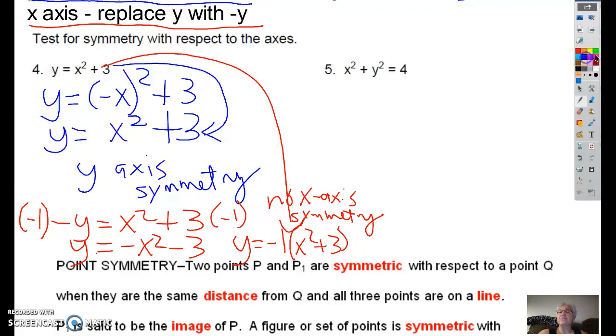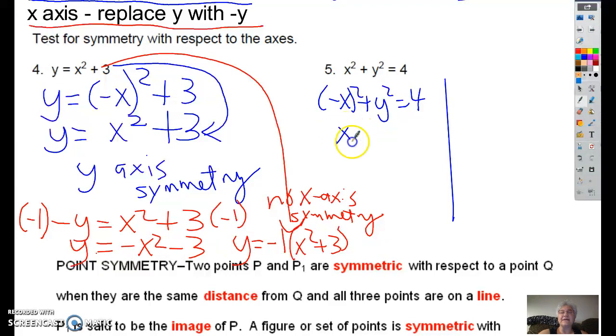Next equation, we'll substitute negative x first. Negative x squared plus y squared equals 4. Remember, we're doing negative x first for y-axis symmetry. Negative x times negative x is positive x squared. I end up with the same equation that I started with. So I can say, yes, there is y-axis symmetry.